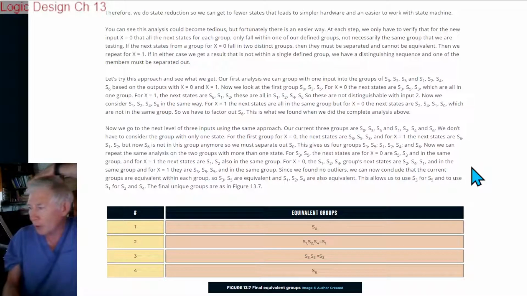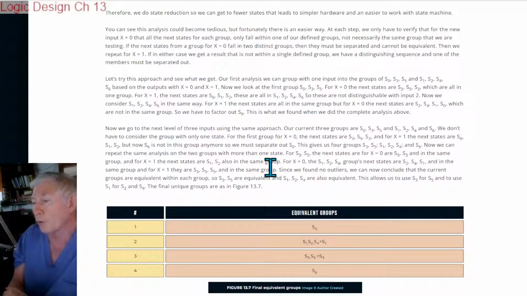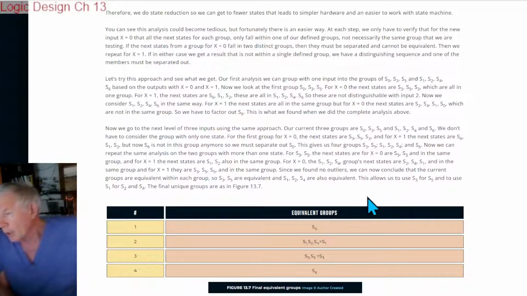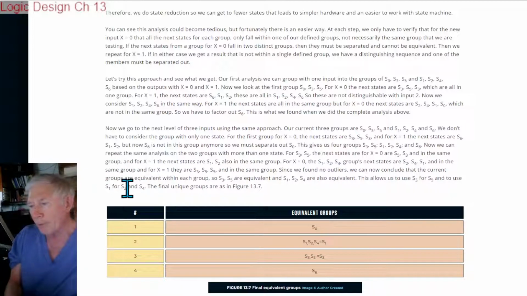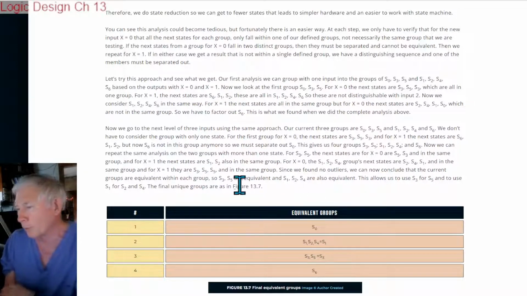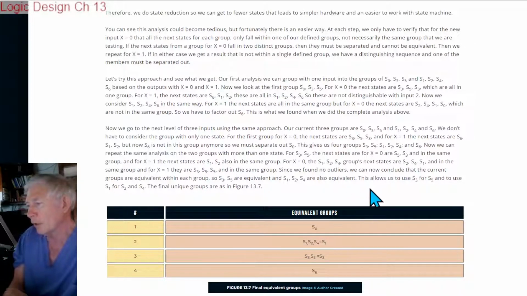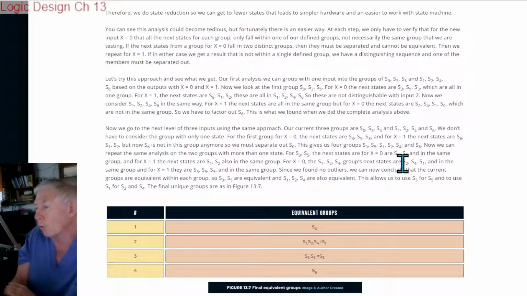All right. So now we can repeat the same analysis on the 2 groups with more than one state. So that would be S3 and 5 as one group that's got 2 states still in it, and S1, 2, and 4 that has 3 states. Well, for 3 and 5, the next states for x equals 0 are 5 and 3, and for x equals 1, they are 1 and 2. The results are all in the same group, different states, but in the same group. For 0, it's in the group of 3, 5, and for 1, it's in the group of 1, 2, 4. So that's okay. And for x equals 0, the group 1, 2, 4 goes to 2, 4, 1, so that's okay. And for x equals 1, it's in 3, 5, 5. So that's all in the same group.